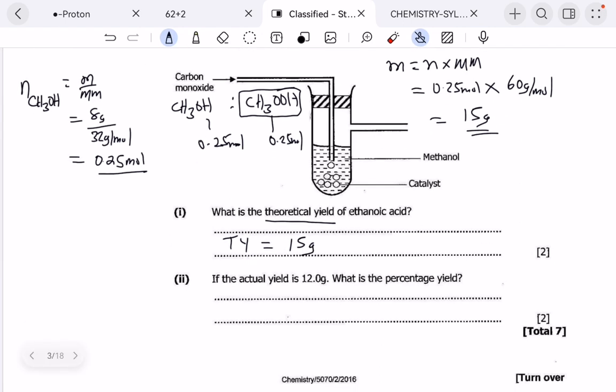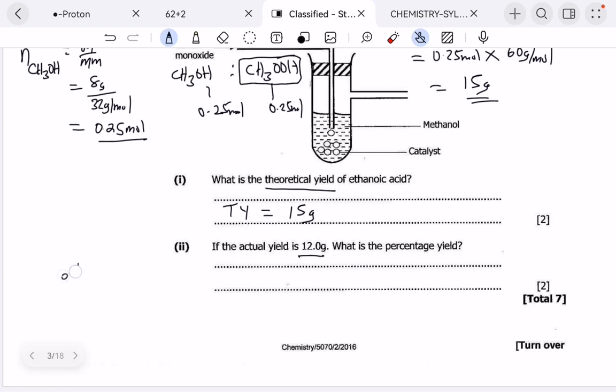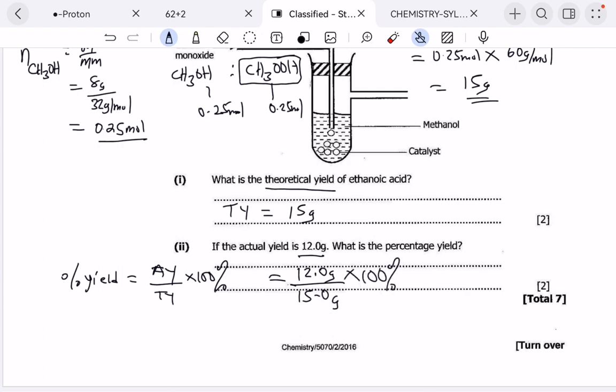So if the actual yield was 12, what is the percentage yield? We know that percentage yield is given by actual yield divided by theoretical yield times 100%. So it's expressed as a ratio. Then what is the actual yield? 12.0 grams. The theoretical yield that we calculated is 15.0 grams, times 100%. So when we do the math, we're supposed to get 80%.